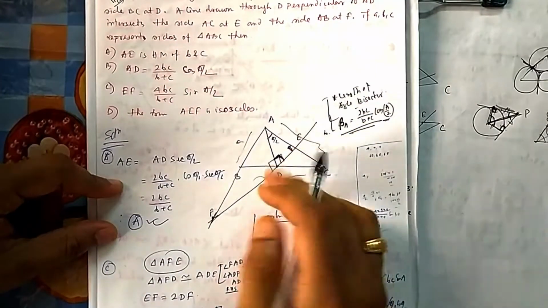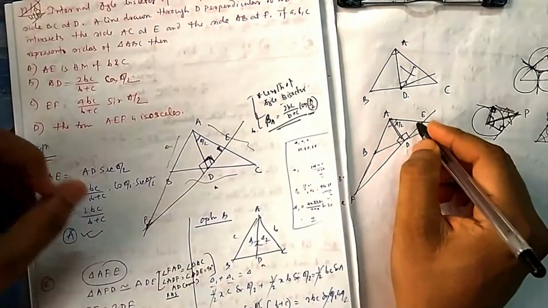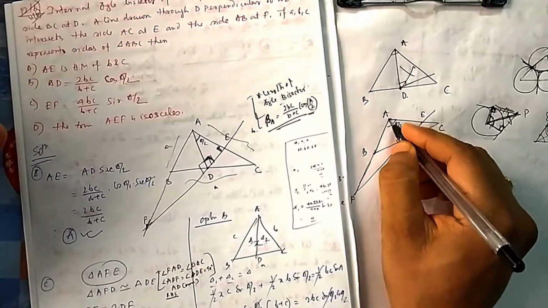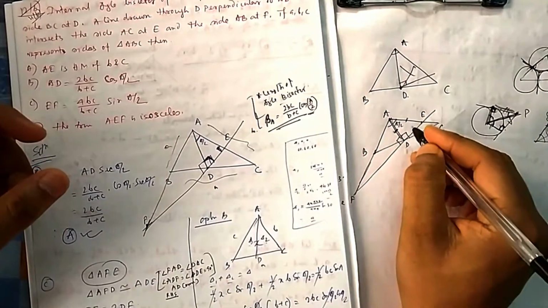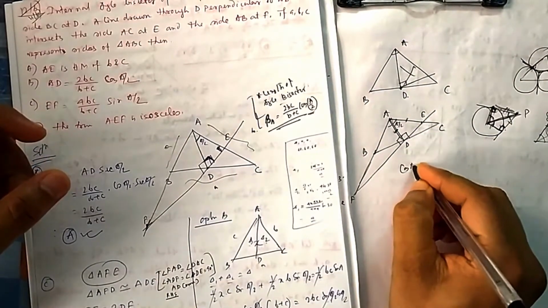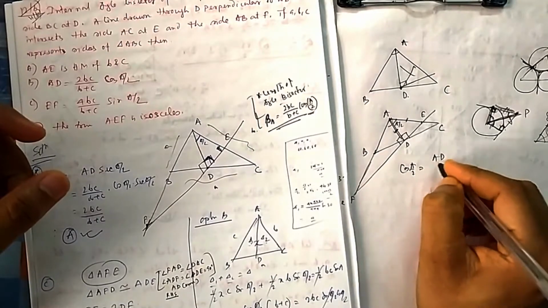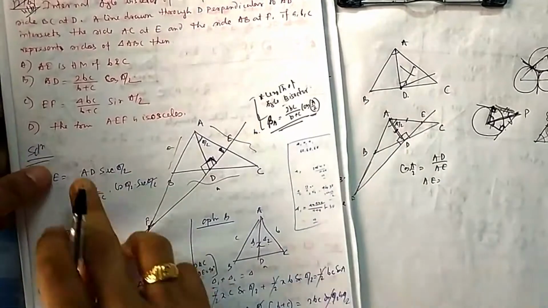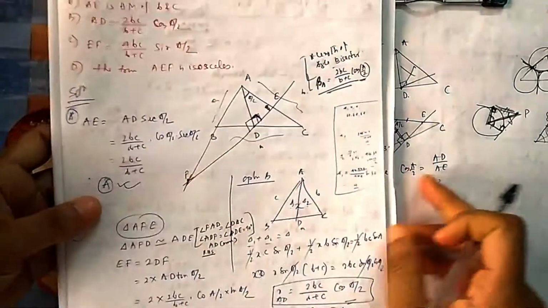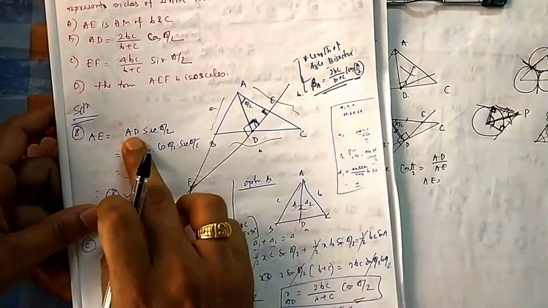Now what is AE? If you look at this triangle, for AE, you know AD, you know this angle. If you take this as your base, this is your hypotenuse. So cos A by 2 is equal to AD by AE. So what will be your AE? AE will be AD by cos A by 2, that is AD sec A by 2.